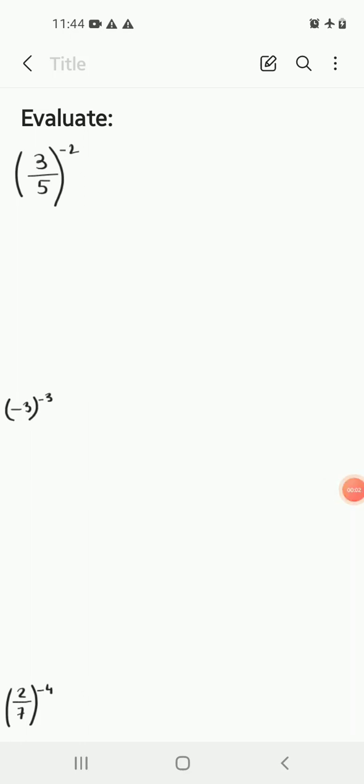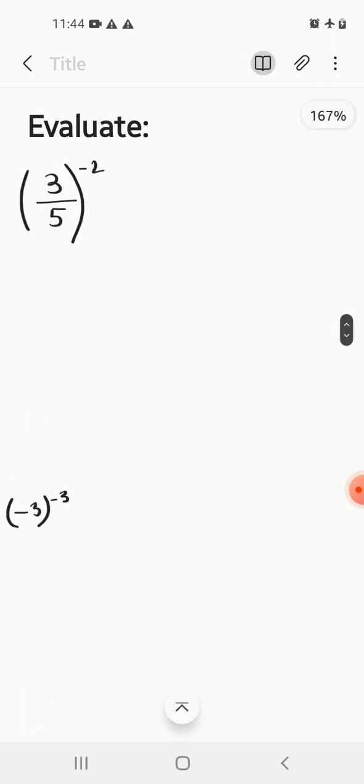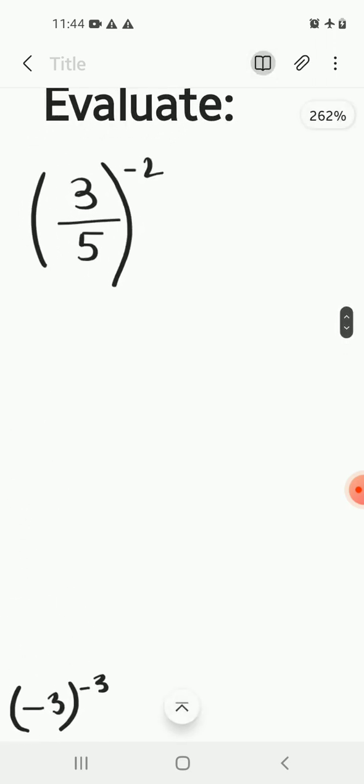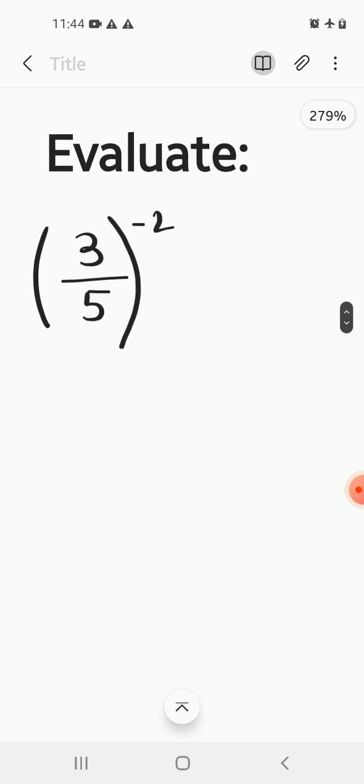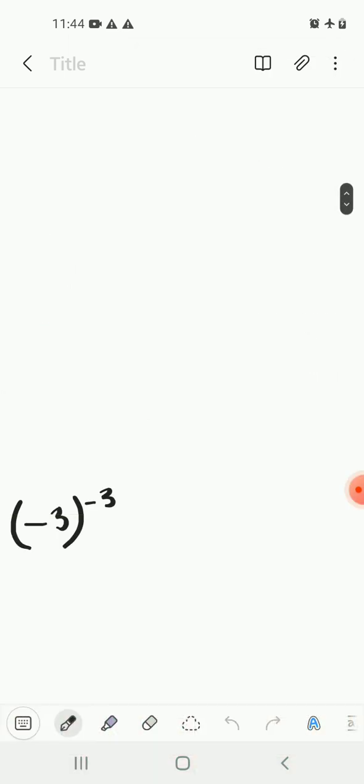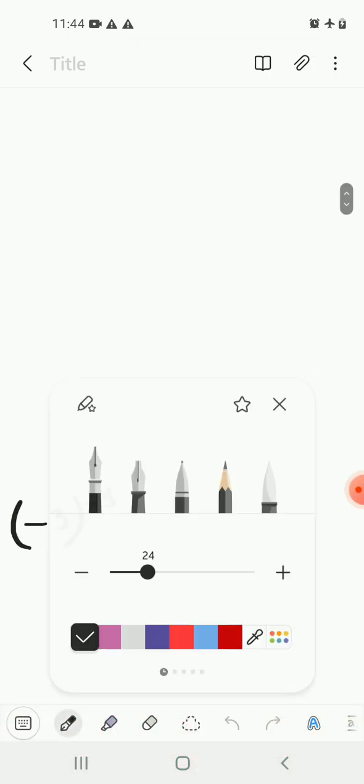We have already learned about the different laws of indices or exponents. Now we are going to apply this to evaluate the following. The question says 3 by 5 to the power minus 2, and we need to solve this. How can we do that? It's going to be very simple.